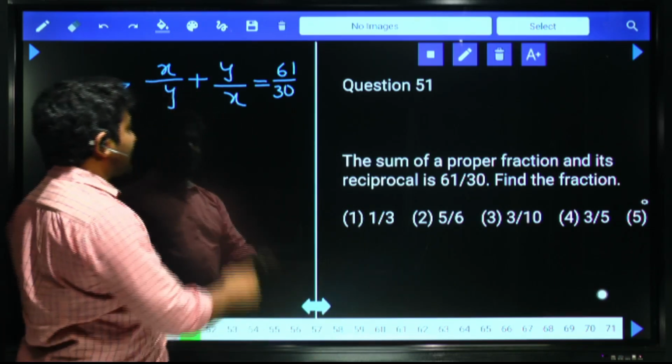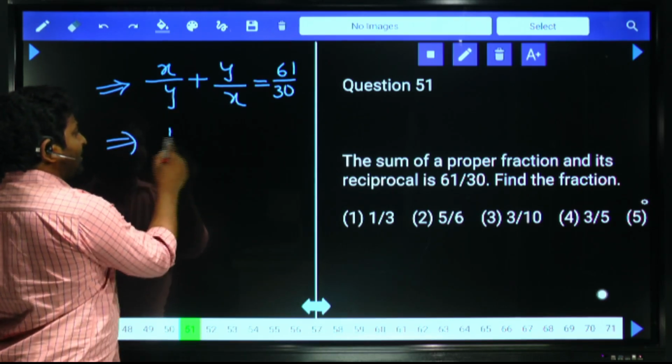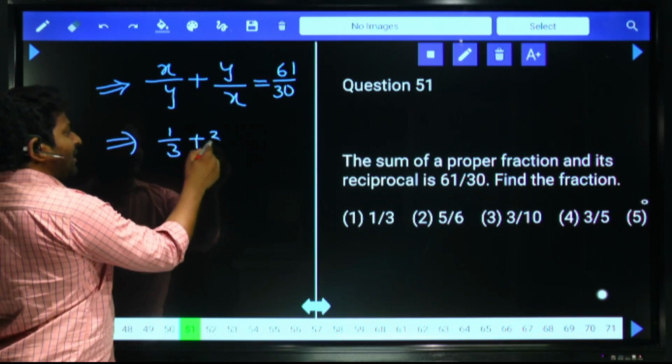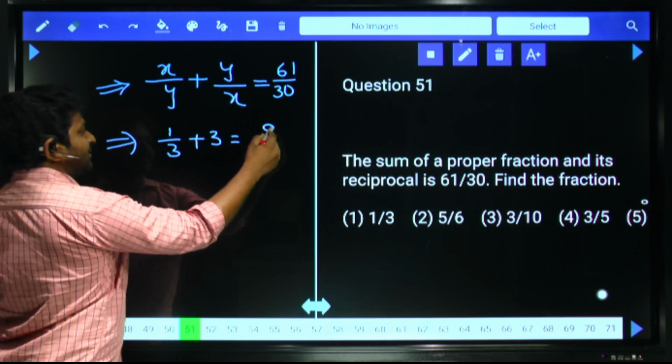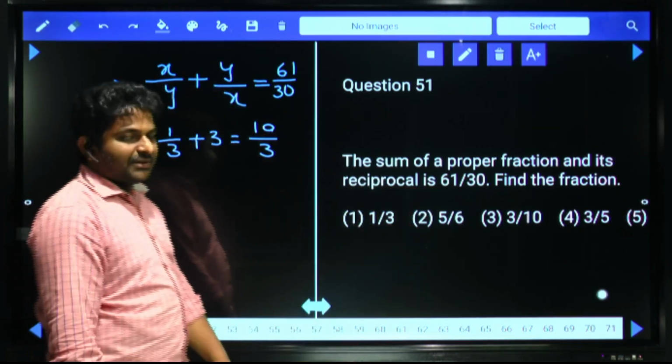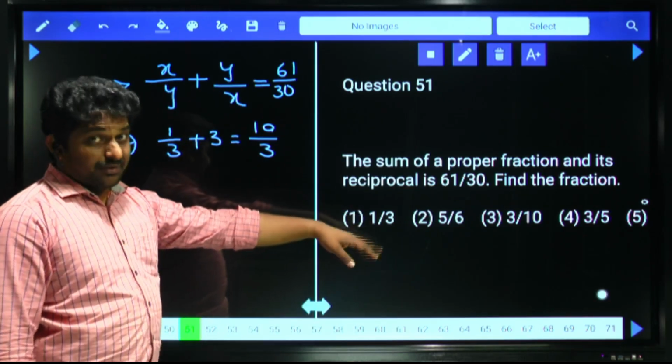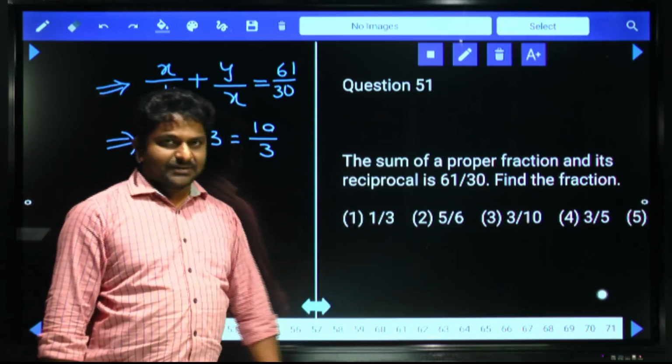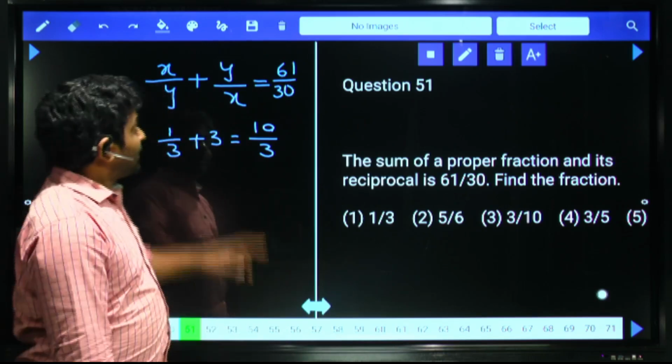Original fraction, if it is 1 by 3, the inverse of it is 3, add, you'll get 10 by 3. But in the question that is given as 61 by 30. So the first option cannot be your answer. So like that you need to verify it. That is another way.